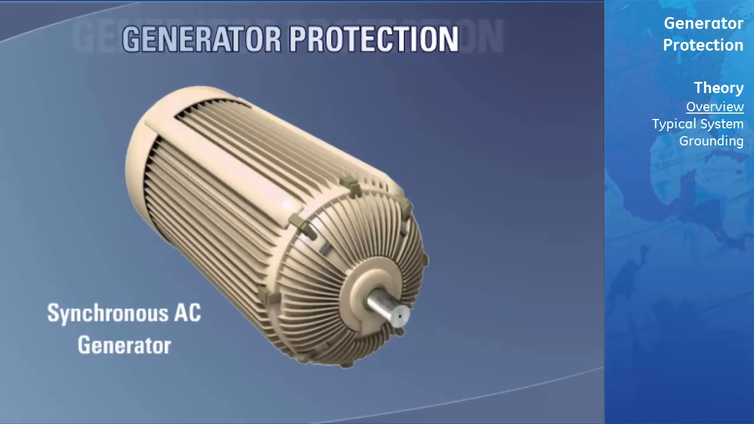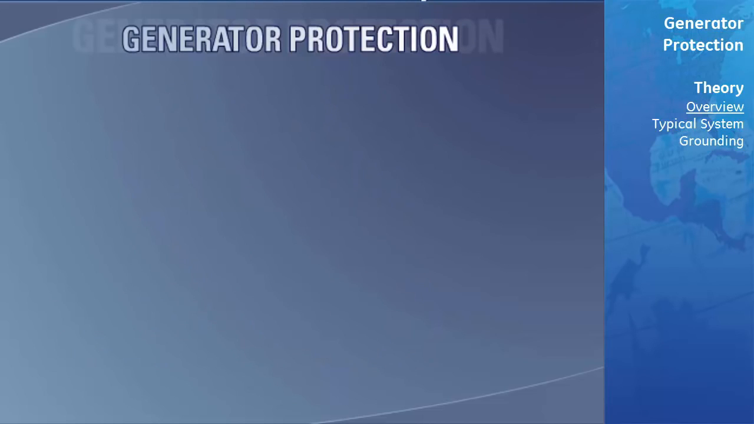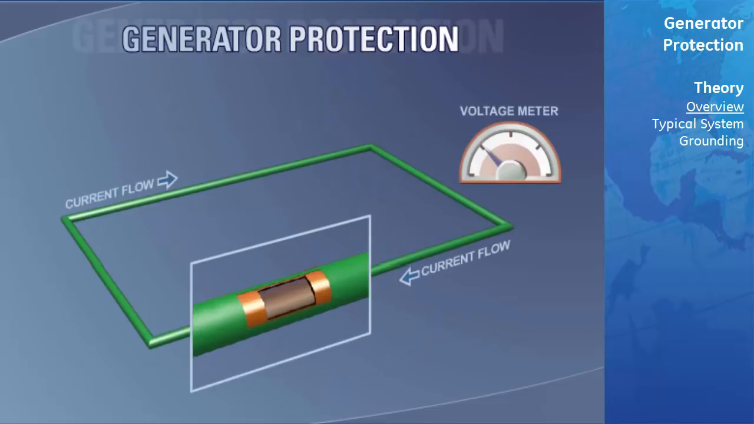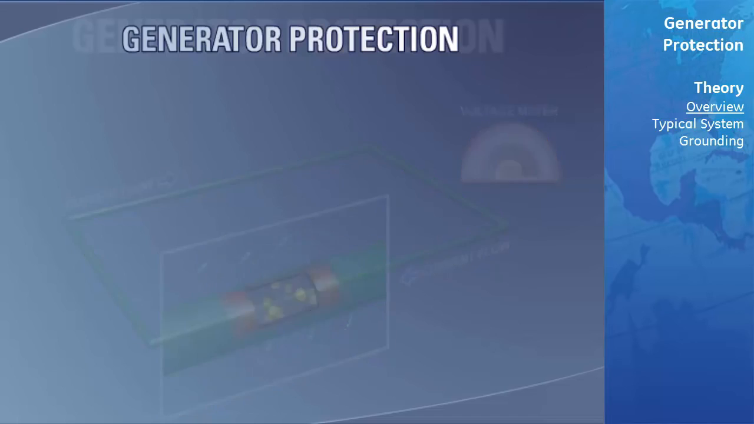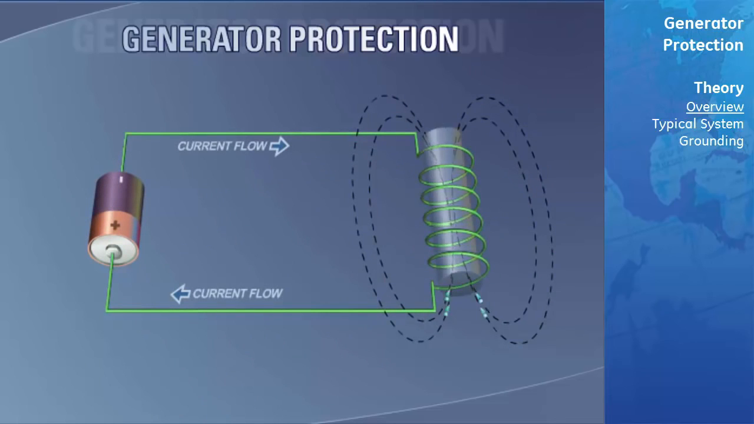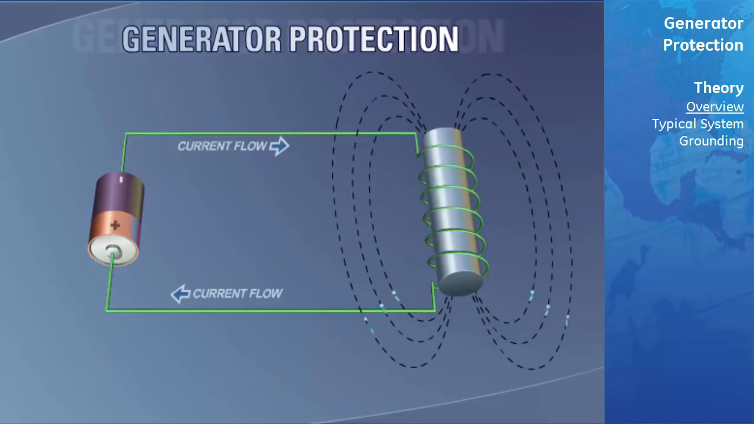Let's start by reviewing the theory of operation of a synchronous AC generator presented earlier in this course, prior to our discussion of generator protection. When current flows through a conductor, a magnetic field is formed. The higher the current flow, the stronger the magnetic field. An electromagnet can be formed by winding the conductor around a material such as iron, which has a low permeability or resistance to the flow of magnetic lines of flux.